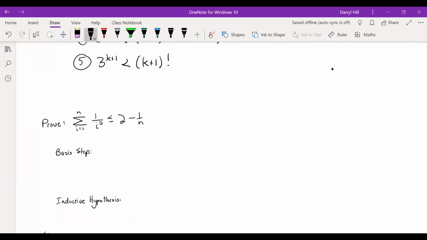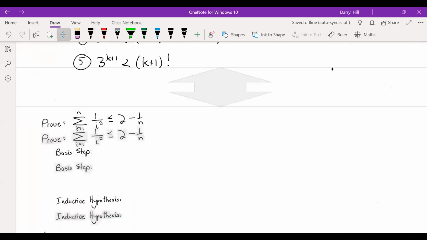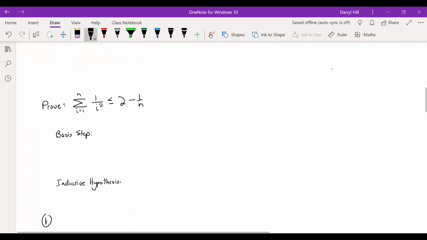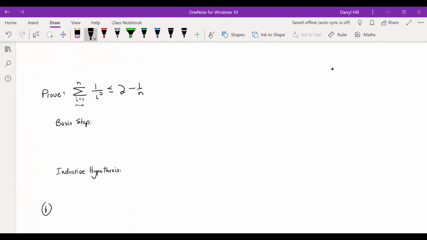Okay, so here's using sigma notation, we want to prove this. If we sum up from i equals 1 to n of 1 over i squared, we want to show that it's less than or equal to 2 minus 1 over n.